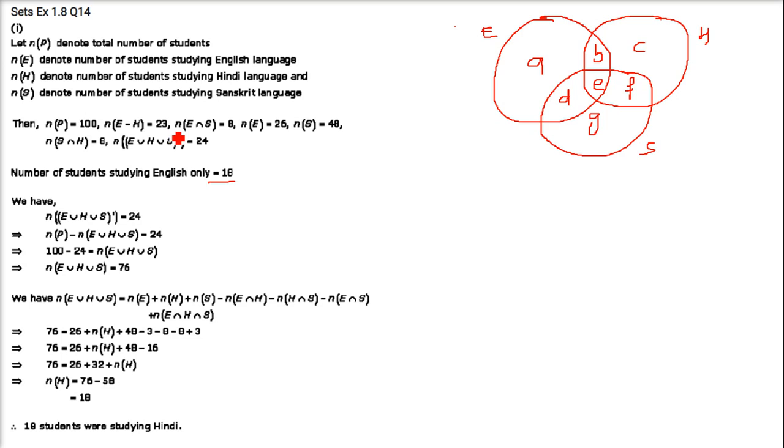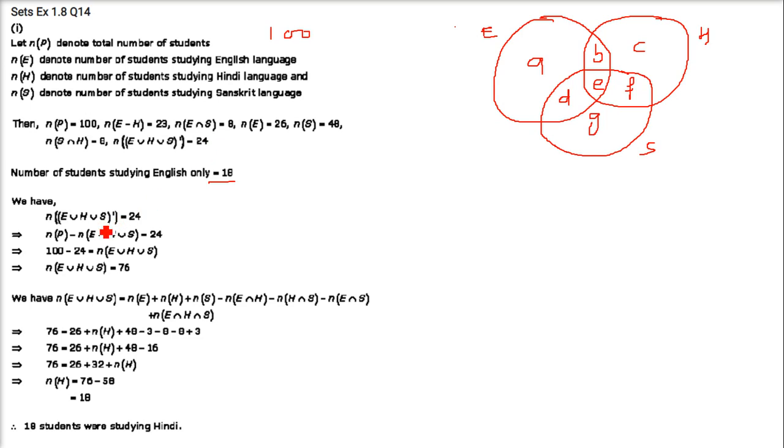So first of all, we have n(P), total is 100, E but not H. E minus H is 23. Then we have E intersection S, that's English and Sanskrit is 8. Only English is 26. And then we have the number of persons in Sanskrit is 48. Sanskrit and Hindi is 8. And then this is very important. No language. So 100 are total, and no language means the complement of E union H union S. Just take all of them and complement.